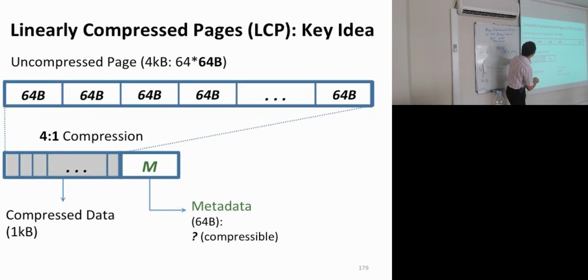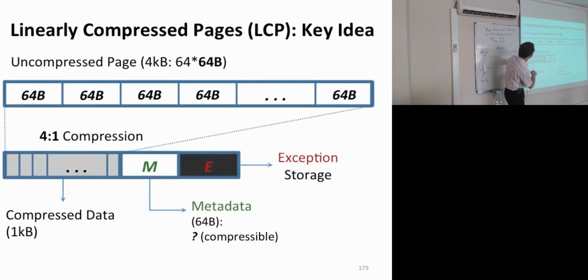If the bit is 0, then we cannot store the cache block in 16 bytes over here. So we have some exception storage, saying that these are the cache blocks that cannot be stored within 16 bytes, so they're going to be stored in full size here. That's the idea. So this is the storage for compressed cache blocks.